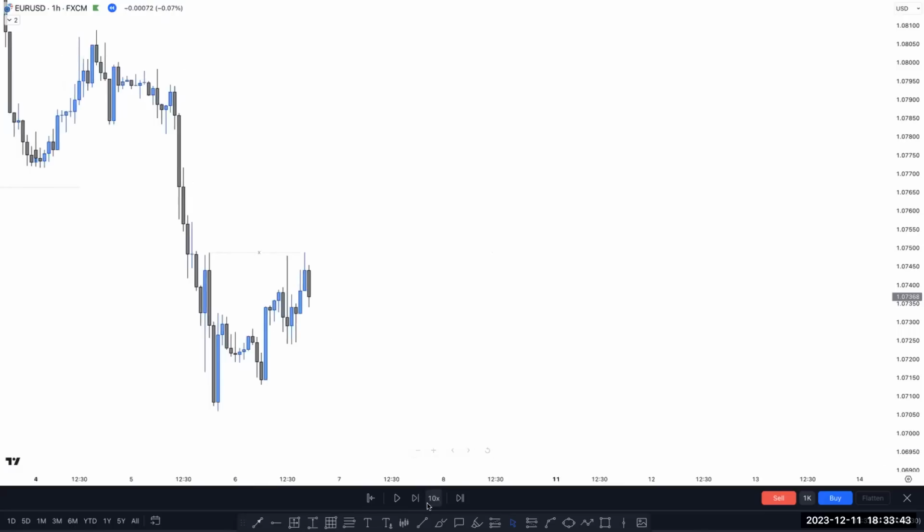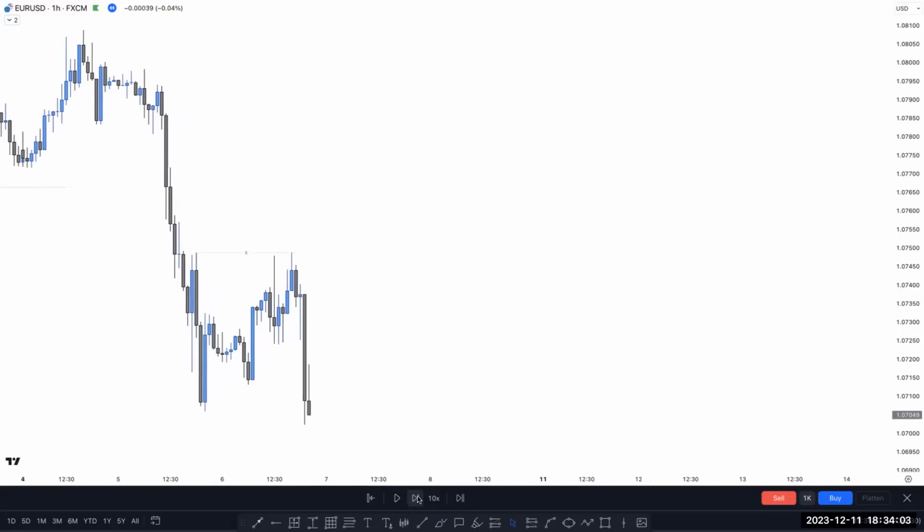But if the market sweeps this one and comes back downside, we can immediately sell here based on the single candle order block right now. Okay, let's see what happened next after this one.